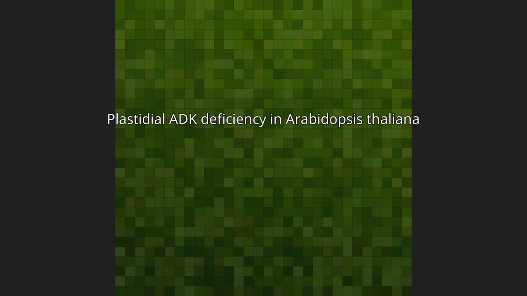Plastidial ADK deficiency in Arabidopsis thaliana. Enhanced growth and elevated photosynthetic amino acid is associated with plastidial adenylate kinase deficiency in Arabidopsis thaliana.